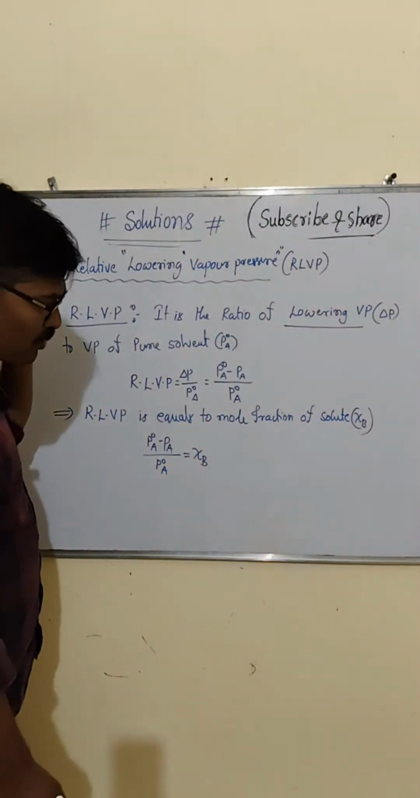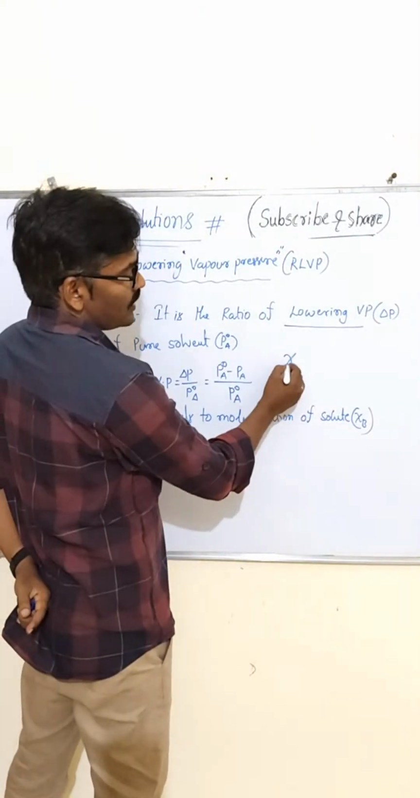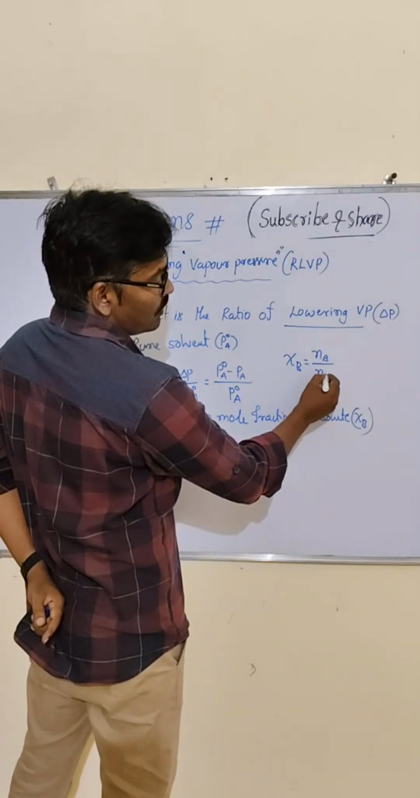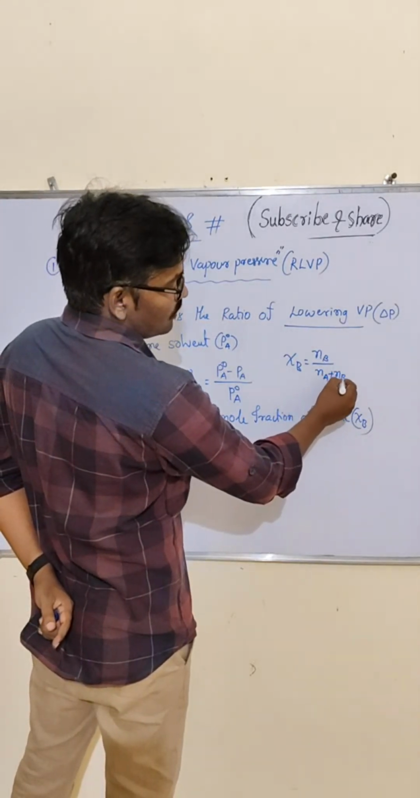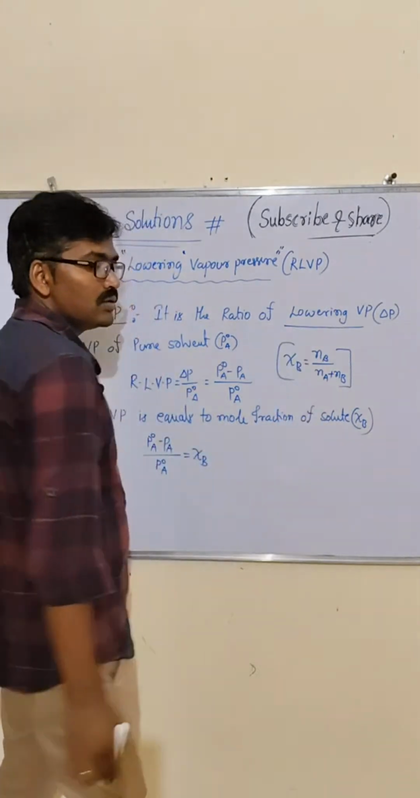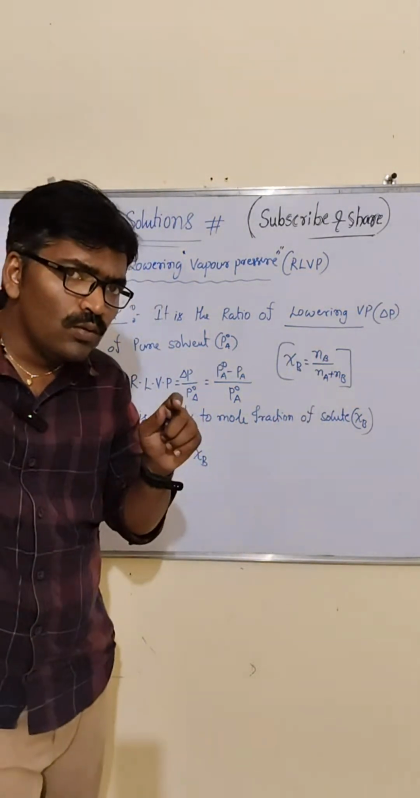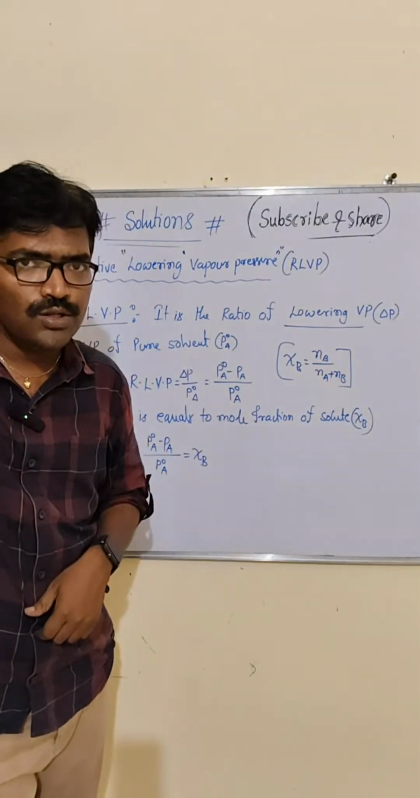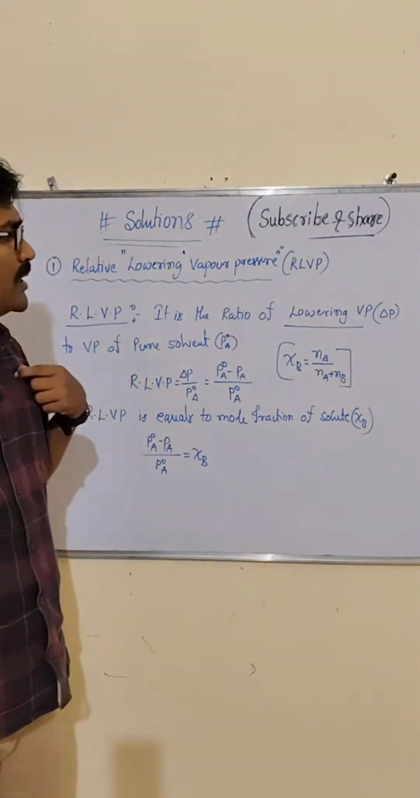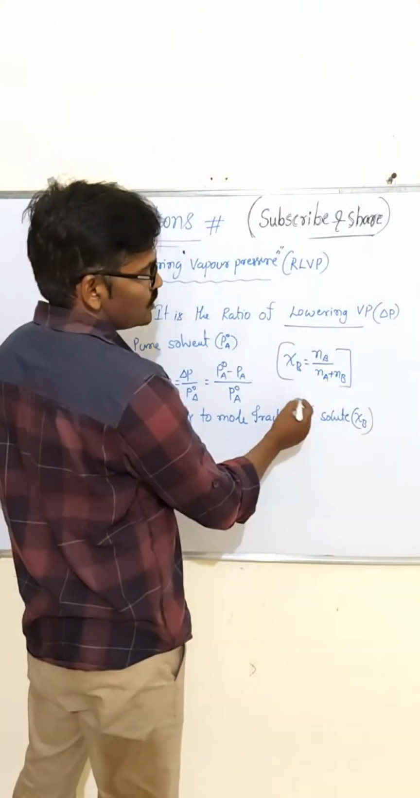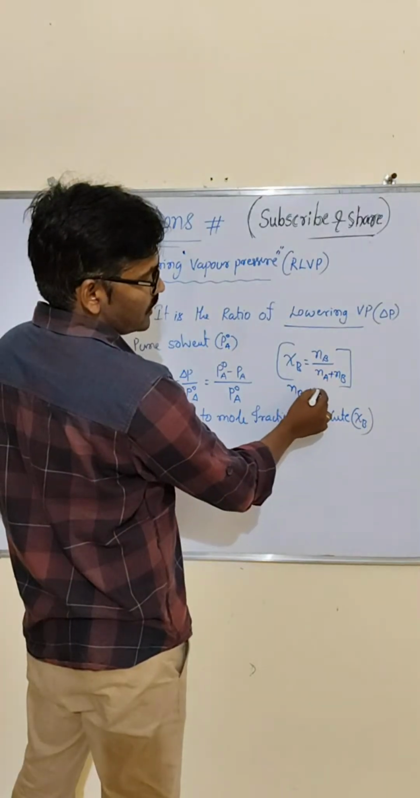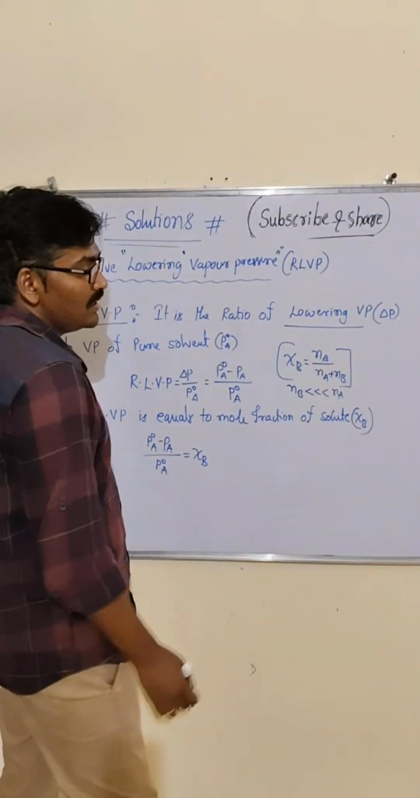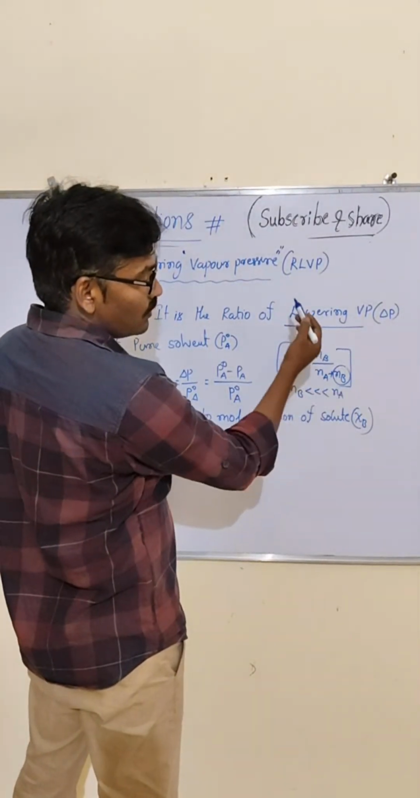Then we know the mole fraction of solute is the number of moles of solute divided by the number of moles of solvent plus the number of moles of solute. Actually these colligative properties are applicable only for very dilute solutions. In a very dilute solution, the number of moles of solute is very less compared to the number of moles of solvent, so in the denominator NB we can neglect.